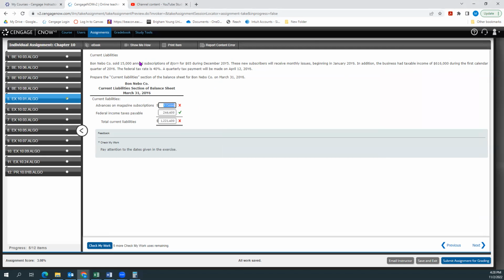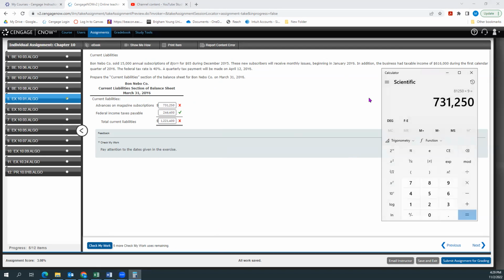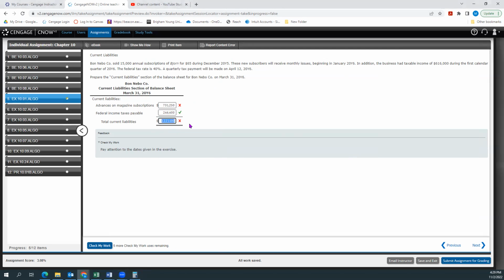And we will owe $731,250 as of the end of March. And then we can add those together to get our total current liabilities of $977,650. Sometimes we learn a lot from our mistakes. Let's see if it's right. It is. And so we are good to move on.